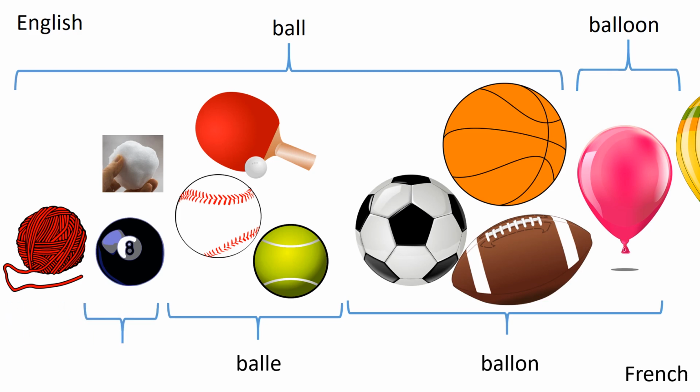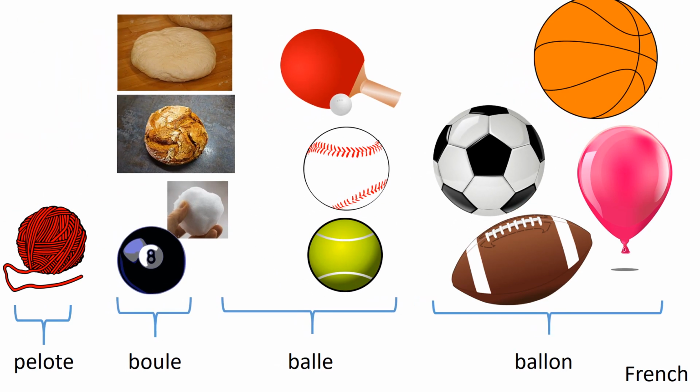These things, though, are neither in the ballon category nor in the ball category, but in the boule category. And this thing is a pelote. Balls of dough or cheese and round loaves of bread are also boule, and pincushions are also pelote. And bullets are also balles. Can you guess which features distinguish a pelote from a boule, from a balle, from a ballon?